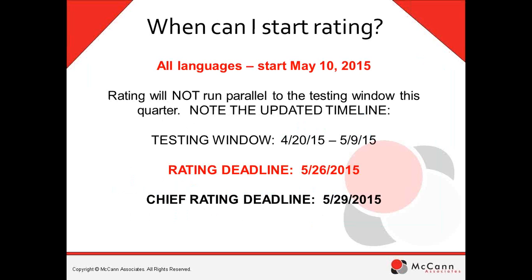To reiterate when the raters can begin rating, the magic date is May 10th. The testing window started on 4/20, will end on the 9th of May, and the rating begins on May 10th. One more thing: in contrast to the last several testing windows, rating will not run parallel to the testing window. You must wait until May 10th to start the rating. The testing window, again, is from the 28th of April through the 9th. The rating deadline is the 26th, and the chiefs' rating deadline is the 29th.